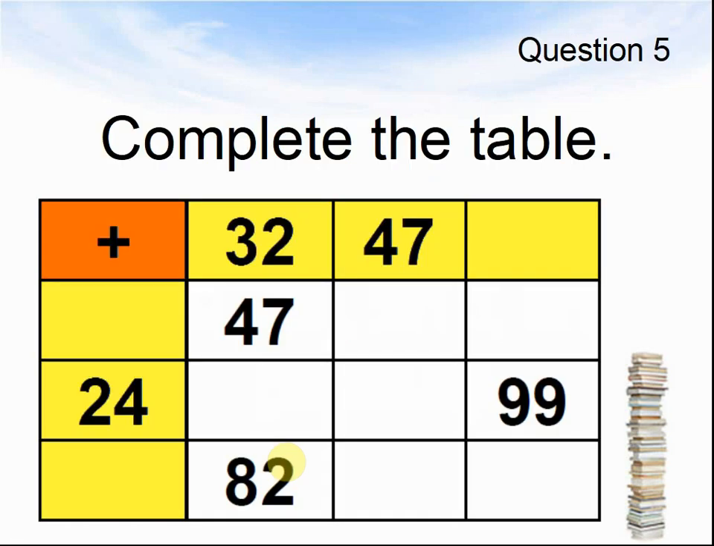Question 5. Complete the table. So, 32 plus 24 equals something. 47 take away 32 equals something. Complete each box. Pause the video until you are ready to see the answers. Here come the answers.